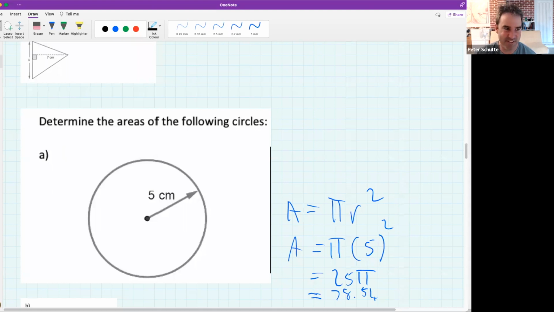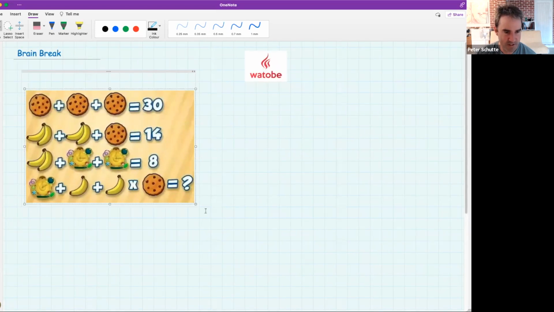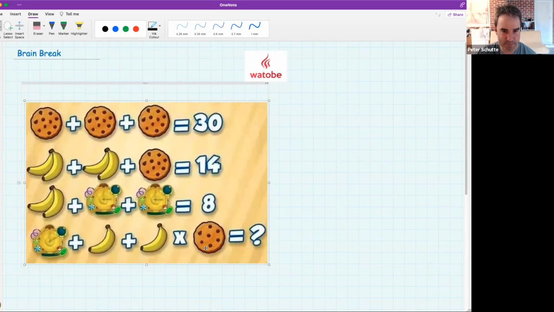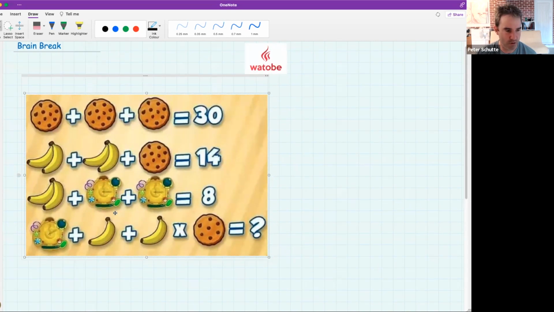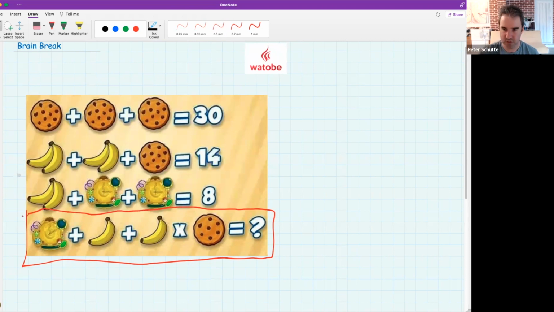So let us all have a little bit of fun. What we like to do is do a thing called a little brain break. And so I want to know, what is a fancy cookie plus a banana times a chocolate chip cookie? And this is just a little bit of silly fun that we like to do, just to let our brains relax during the lesson. So I want to know, based on what you see on the screen, what is this going to be equal to?